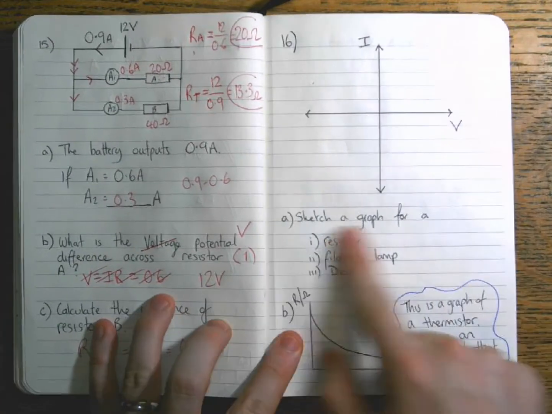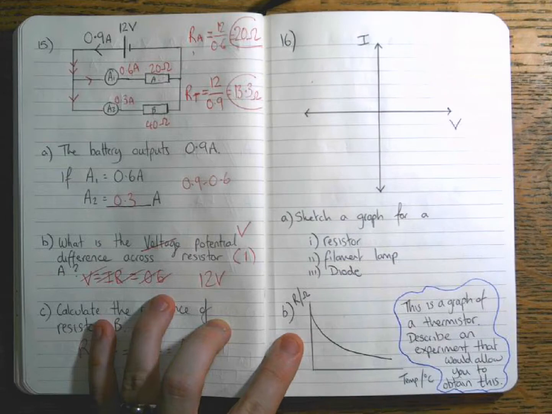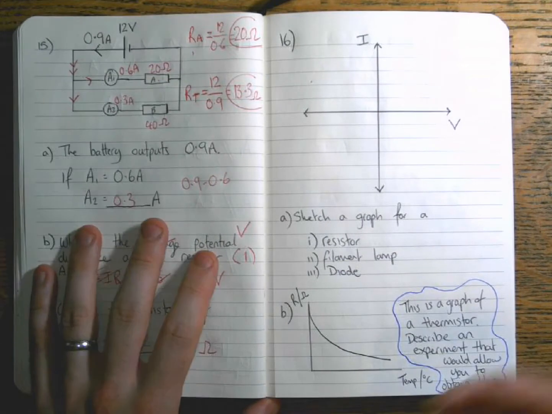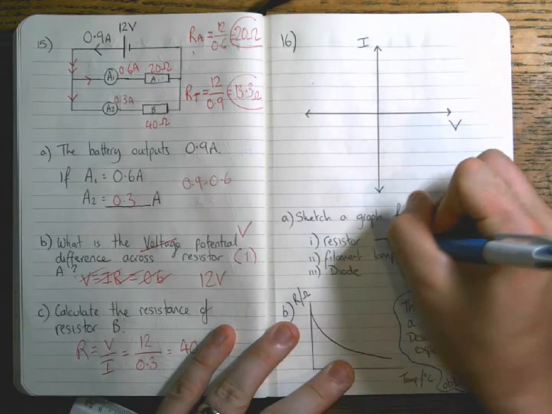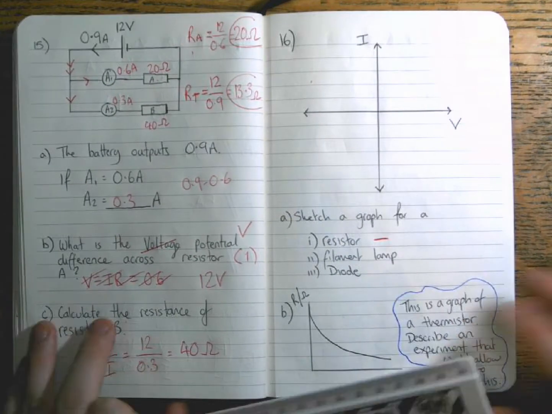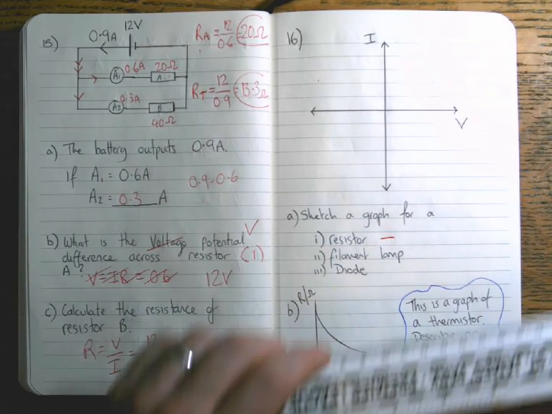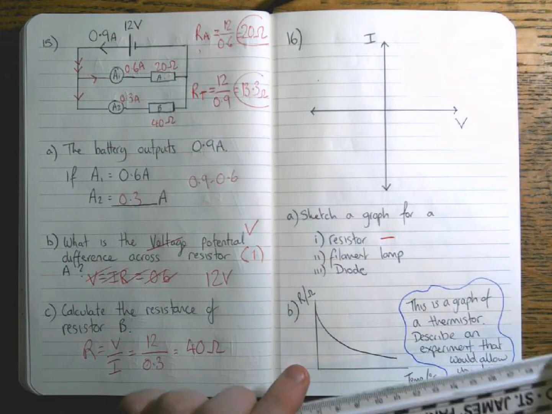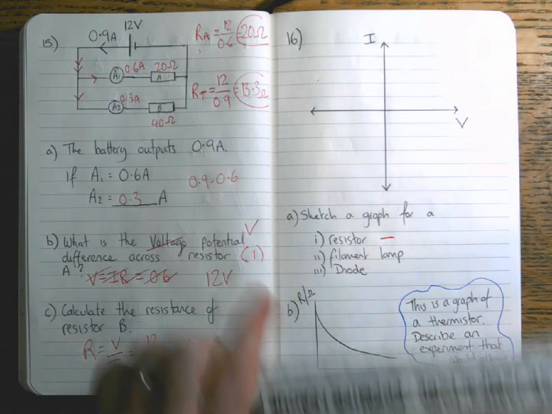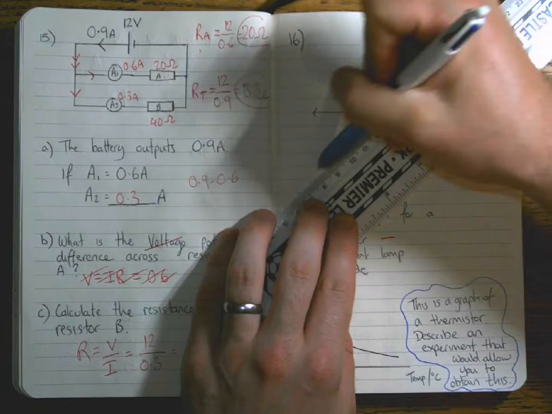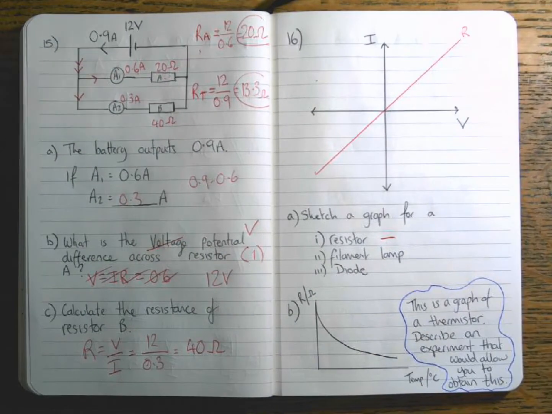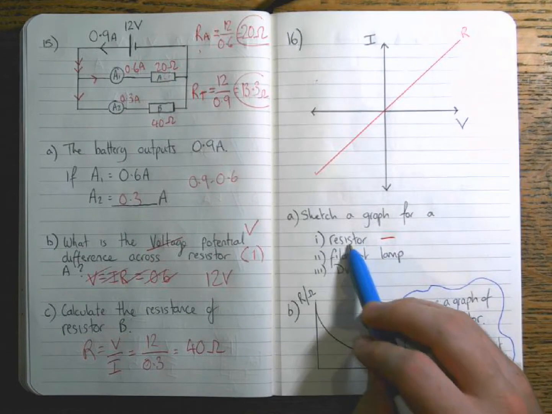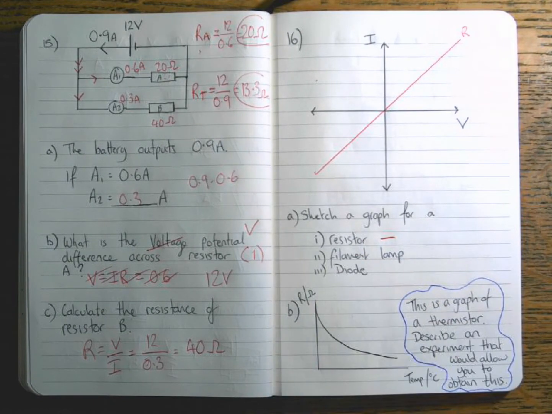Okay, first question is sketch a graph for a resistor, a filament lamp and a diode. You have to know this. The resistor, I'm going to use the red line. The resistor is what we call an ohmic conductor. It means that its resistance stays the same. And on a current voltage graph, that means that we get a straight line through the origin. So that's our resistor. Because it's a straight line, it means the resistance doesn't change. And for a resistor, that's what we want from it.